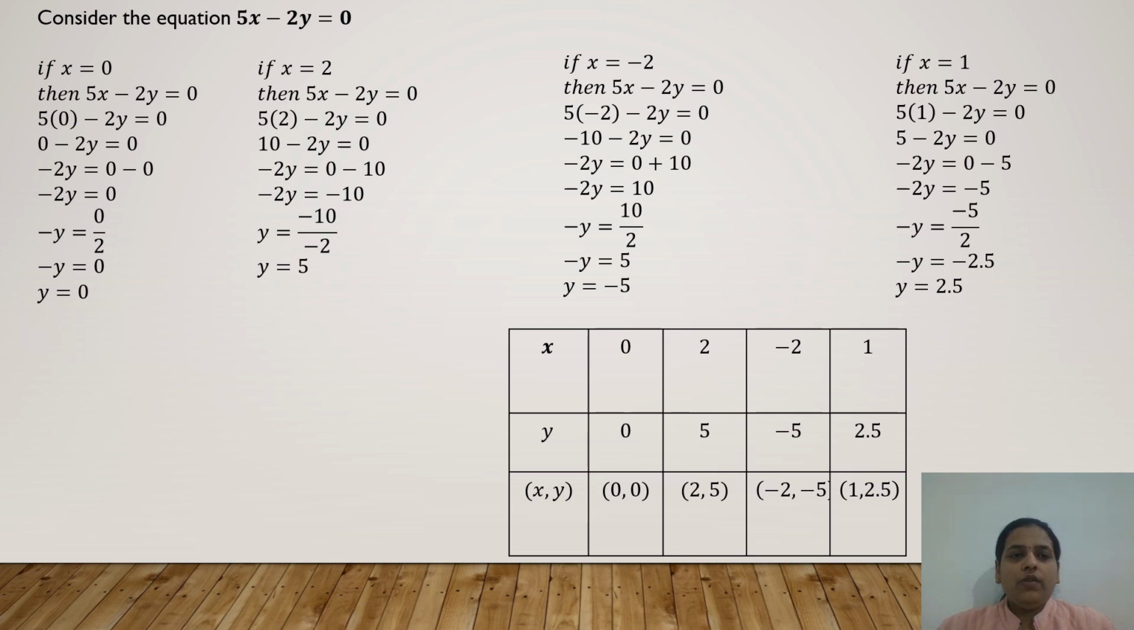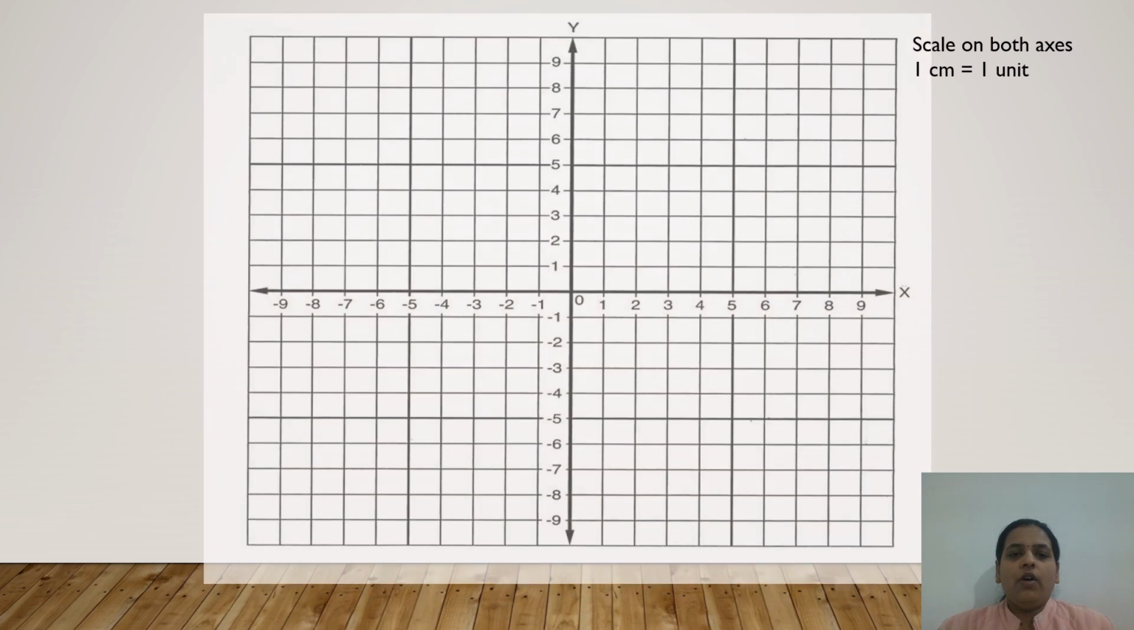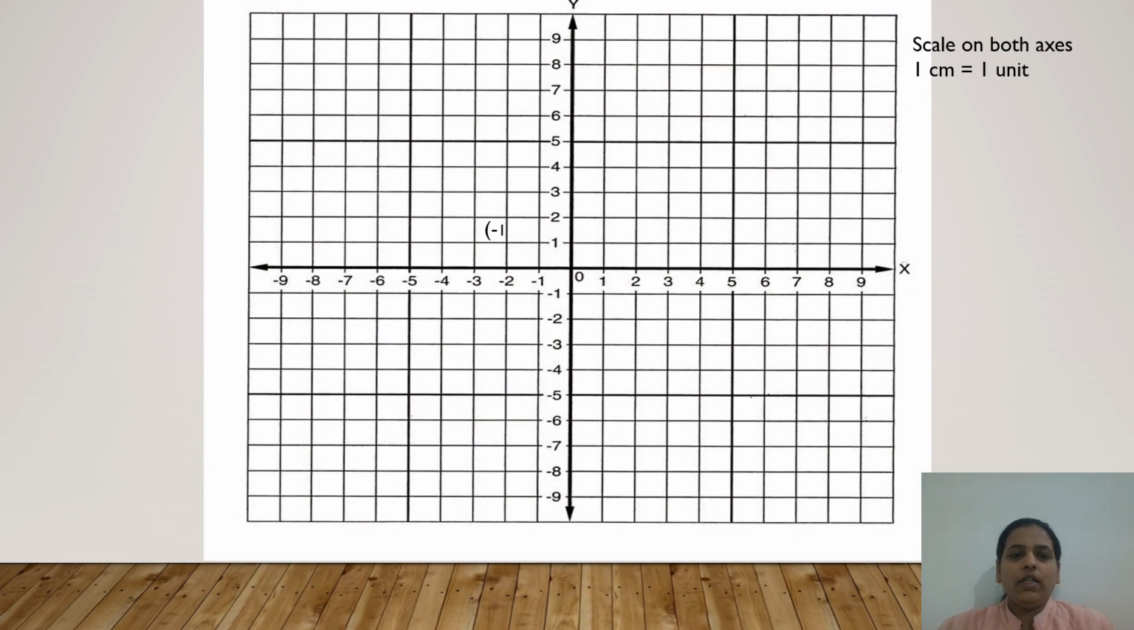And the next step is to draw the graph. First of all, draw the x-axis and y-axis, and after that plot the points. What is your first point here? That is minus 1 comma 1. Okay. Next, minus 5 comma minus 2. Where is it? Here.